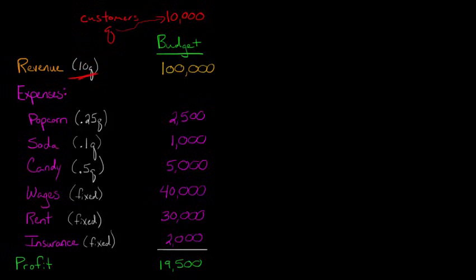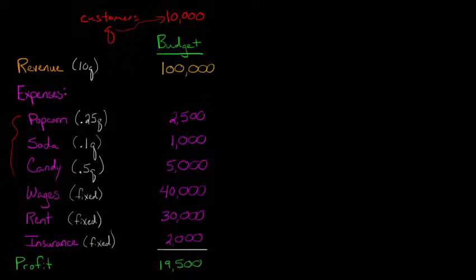So we say 10Q, and then Q is 10,000. So 10 times 10,000 gives us 100,000. That's how we budgeted our revenue for the month. Now, when we look at our expenses, we've got popcorn, soda, candy, and so forth. These three expenses are also going to vary with the number of customers.